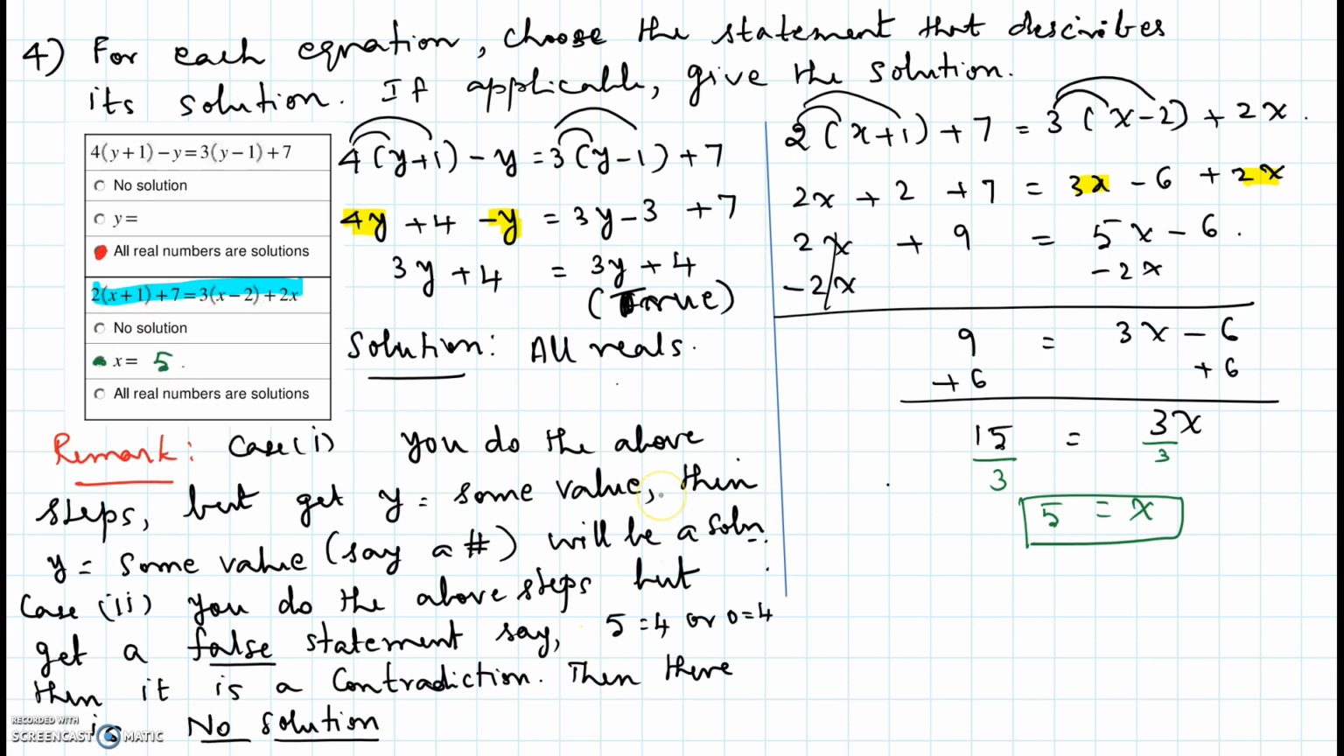As I said earlier, in case you get a true statement when you solve this, like say x equal to x or 3x equal to 3x or something like that, then you will pick the last one, all real numbers as solution. If you get a false statement, like 3 equal to 0, 5 equal to 9 or something like that, then you will pick no solution. Hope this video helps.